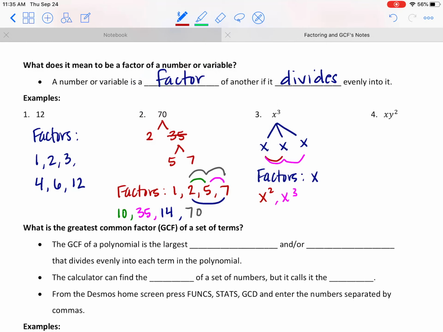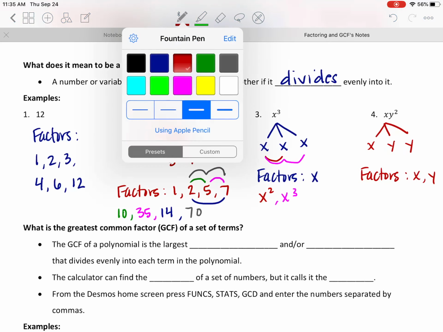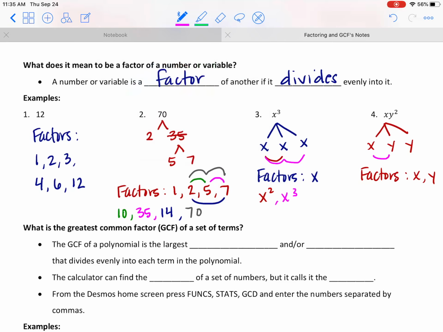Okay, let's try this again. If we had xy squared, that really means we have an x and a y and a y. So if I was going to list out the factors here, I could definitely put the prime factors of x by itself and y by itself, and then any combination of those would produce another factor. So x times y makes xy another factor.